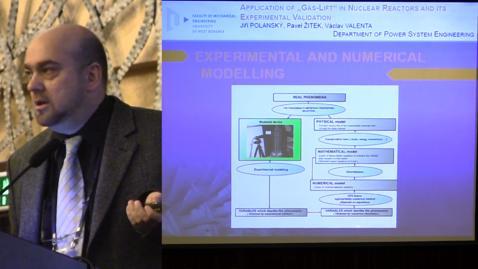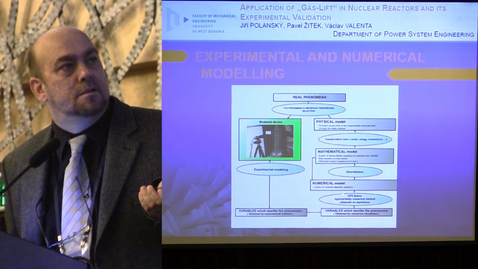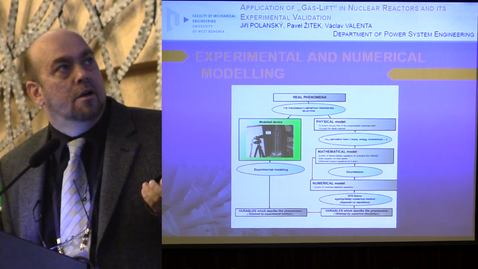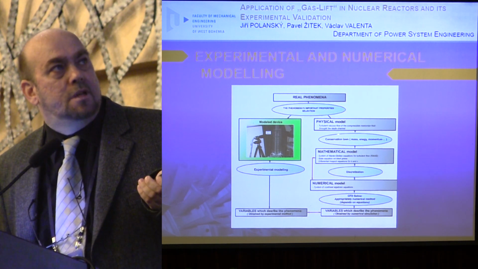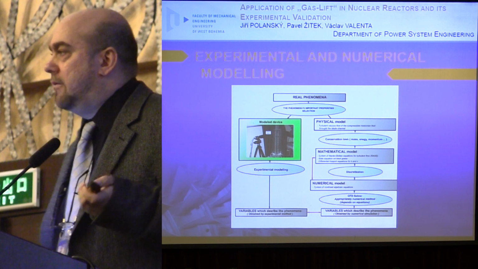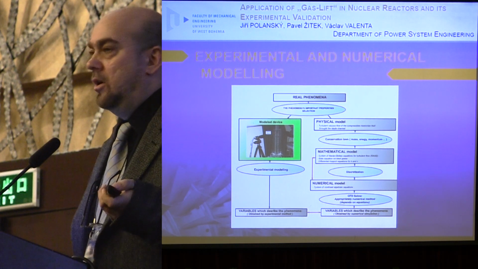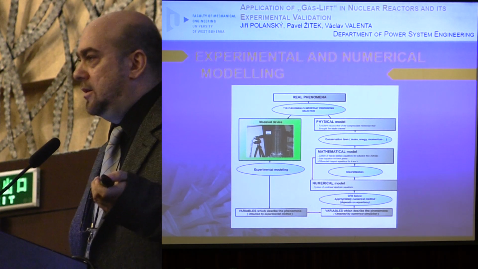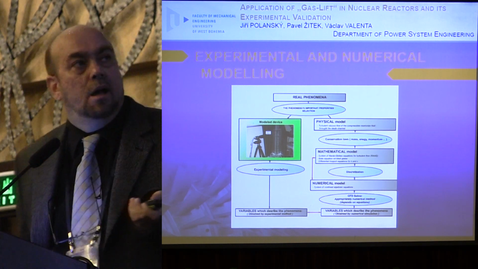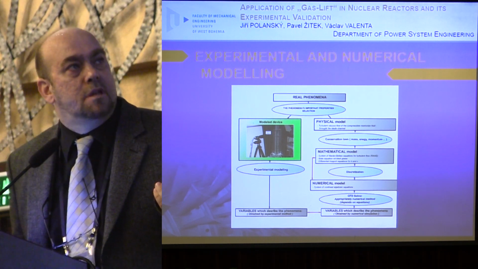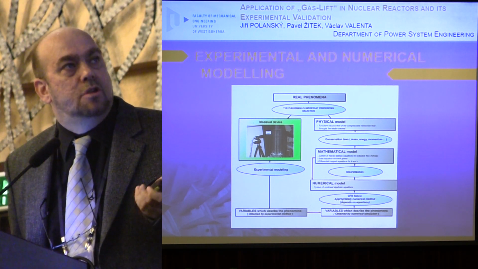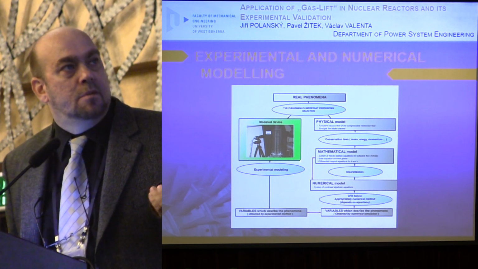The picture shows us two ways. The right is the numerical way. For this, I have to define the physical model. In our case, this is the two-phase turbulent flow. Then, using conservation laws of mass, energy, momentum, etc., we obtain the mathematical model.